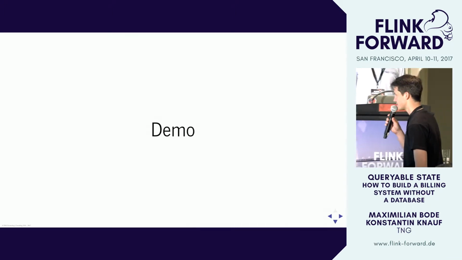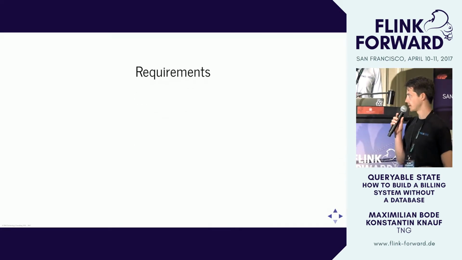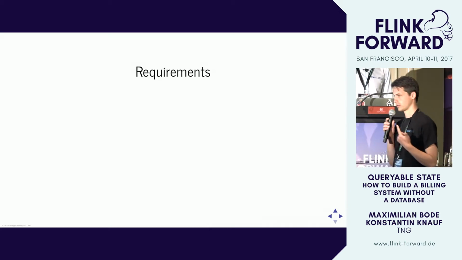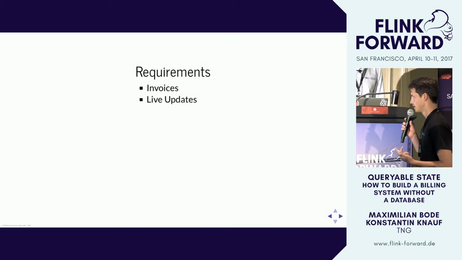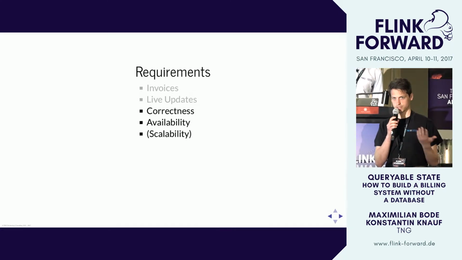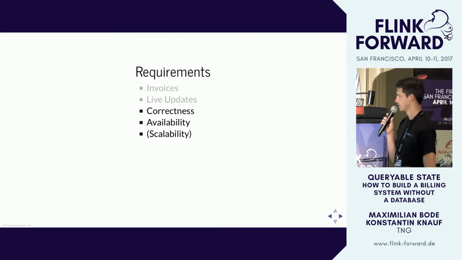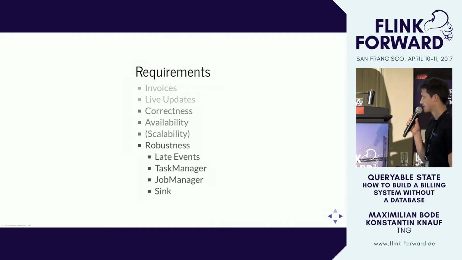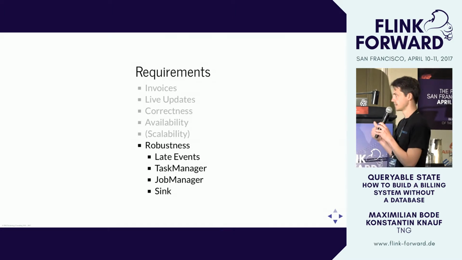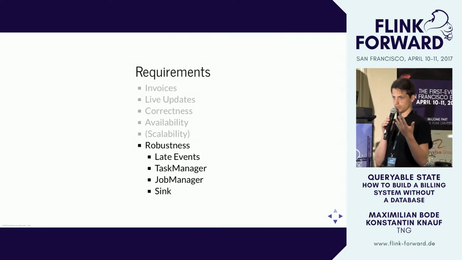Let's have a quick look again at our list of requirements, because we will check them during the demo. We have these functional requirements, which are the invoice generation and the live updates, which should be queryable. Then we have some quality goals, correctness and availability. We won't look at scalability because it's just a local setup and there aren't that many keys. It just doesn't make sense in this context. And then we have robustness, and there we have a list of things we want to look at. We want to see that it's robust to late events, to task manager and job manager failures, and also to failures of the downstream system, so basically the Flink sink.